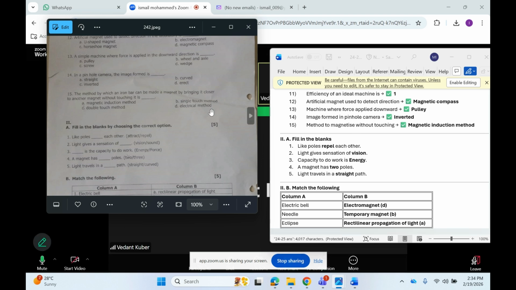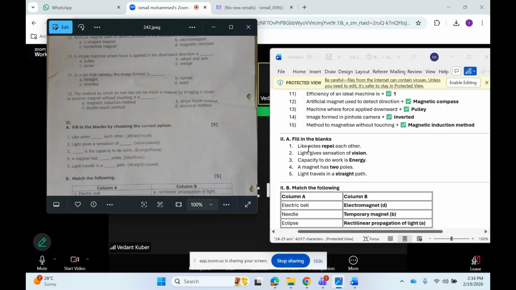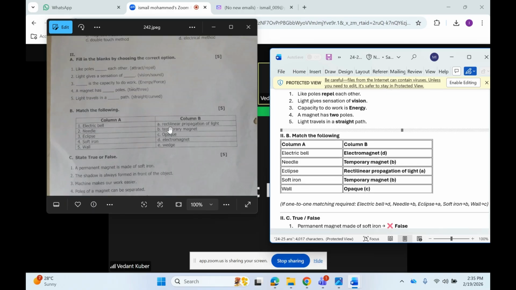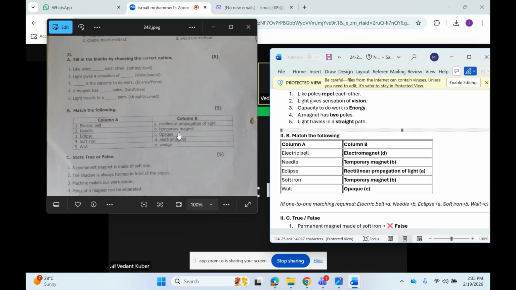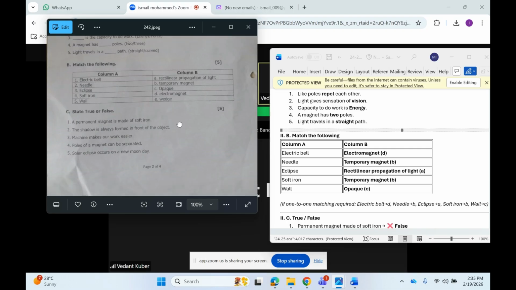In a pinhole camera, the image formed is inverted. The method by which an iron piece can be made into a magnet by bringing it closer to another magnet without touching it is called the magnetic induction method. Yeah, very good. Like poles repel each other. Light gives the sensation of vision, and energy is the capacity to do work. A magnet has two poles, north pole and south pole. Light travels in a straight path.